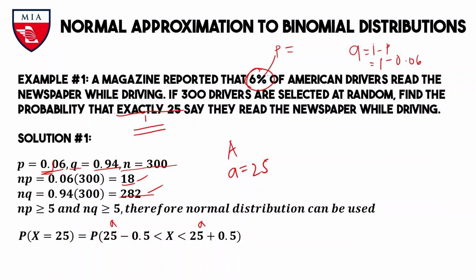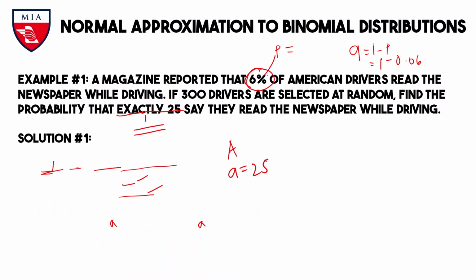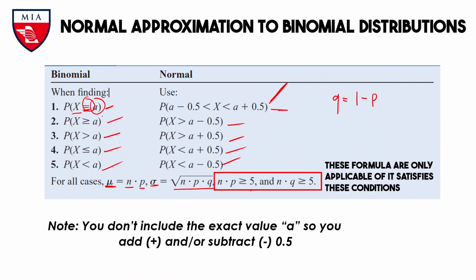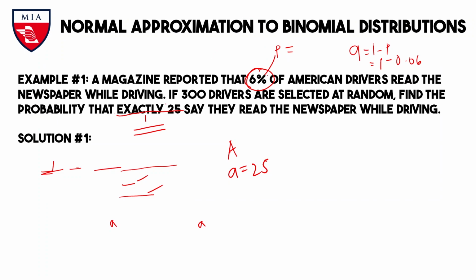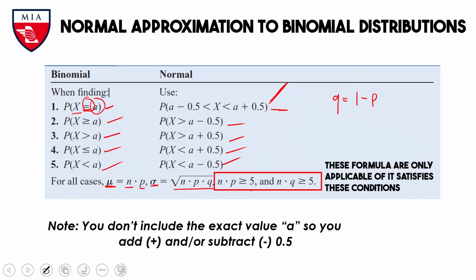Just remember, in order for us to verify that the normal distribution can be used, the value of your np and the value of your nq should be greater than or equal to 5. If they are not, you can't use these conditions. Always remember to read the problem, because if you don't, you might have wrong findings. For example, if we have this exactly, we will use the equal here. So just remember the process.